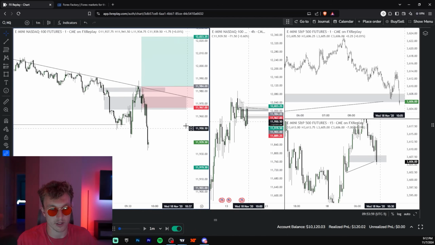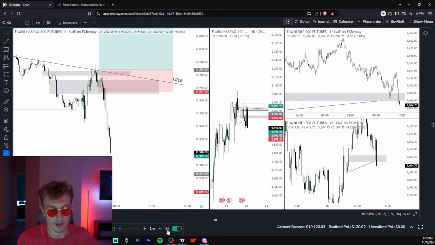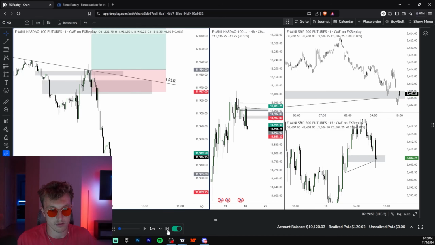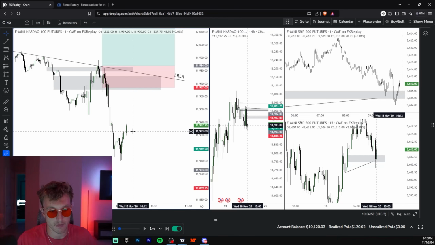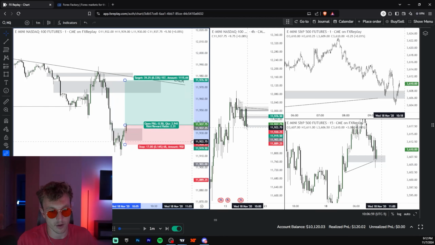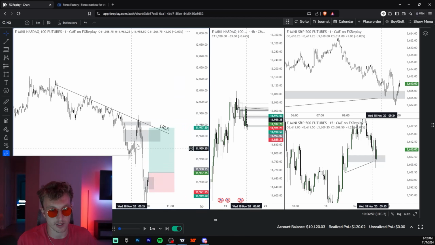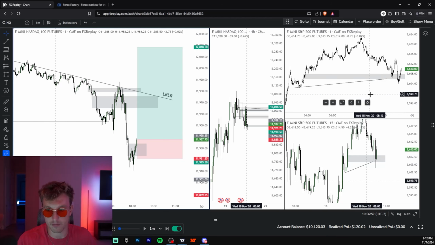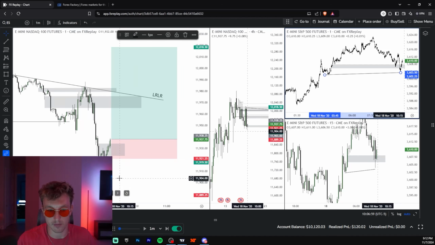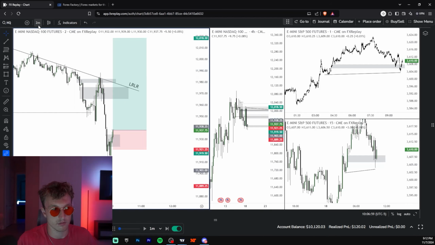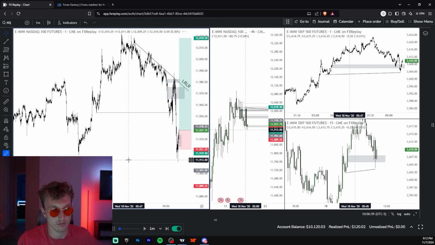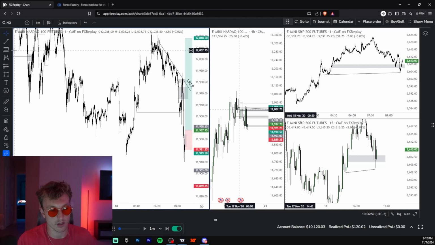I'm still looking for a really good long setup here. I still think we could get one, but super high resistance right now. Definitely need to go for this one. I still have a lot of confidence this is going to break at some point. Just don't know when. There's still an SMT here. We did sweep the lows here.